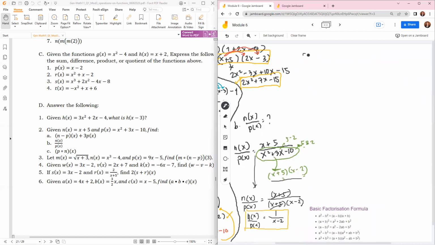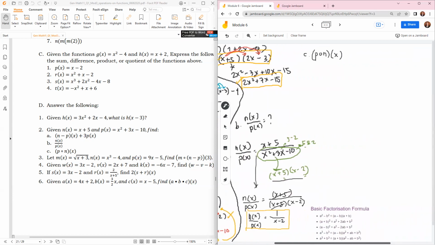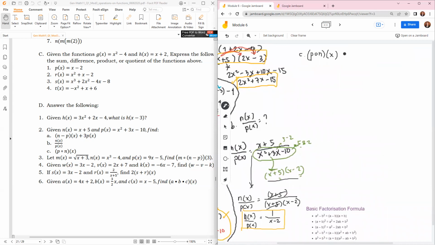So, C. What is asked in C is P of n of x. Okay? So this operation is called the composition operation. What does it mean when we say composition operation? It means that n of x is fed into the function P of x. Okay?